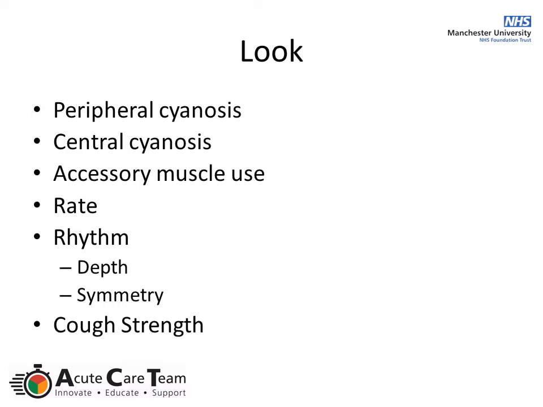Look at the rate. Measure how fast they're breathing, just as you would in normal observations. Look at your patient's rhythm. What's the depth of the breathing? Is it shallow? Is it deep? Look at the symmetry of the chest. Is the chest having equal expansion, or is one side not moving? This could potentially be a pneumothorax, or look for any evidence of flail chest post-trauma. Look at your patient's cough strength. Is it effective? Is it ineffective to expectorate? Could the patient be silently aspirating?